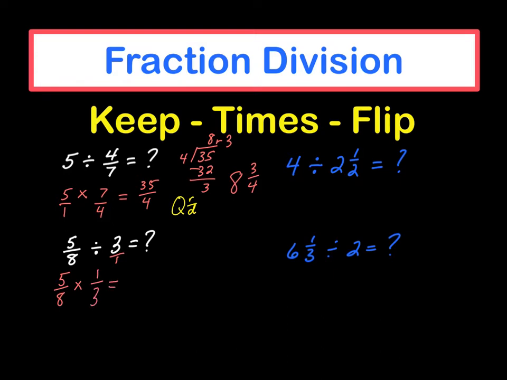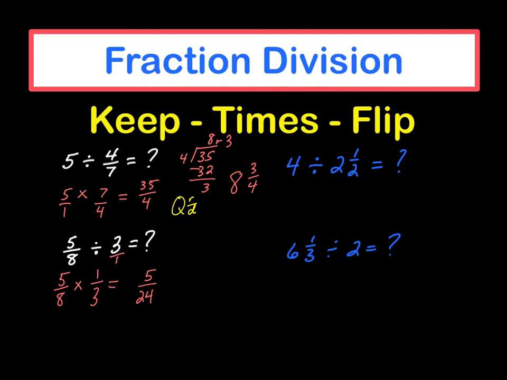Now the mathematical term for the flip is called a reciprocal, but as long as you remember to flip it, everything will work out just fine. So 5 times 1 is 5, and 8 times 3 is 24, and that one was pretty quick and easy, and the answer is 5/24.